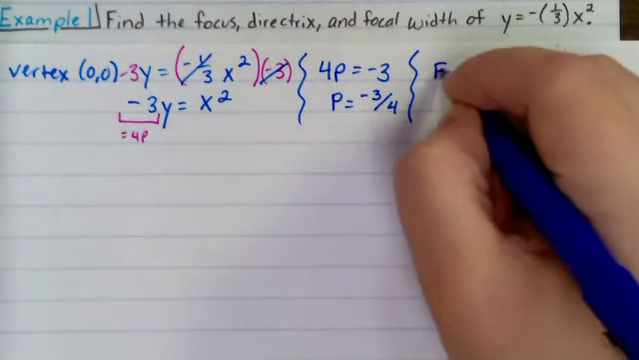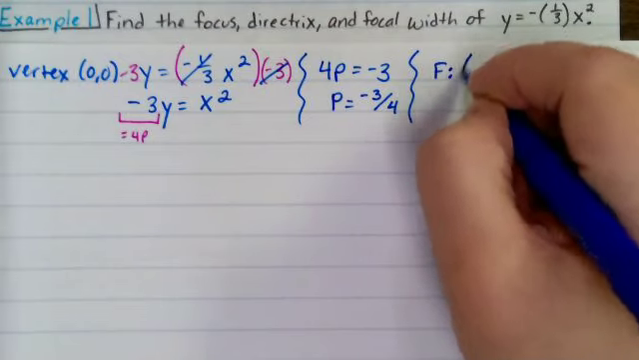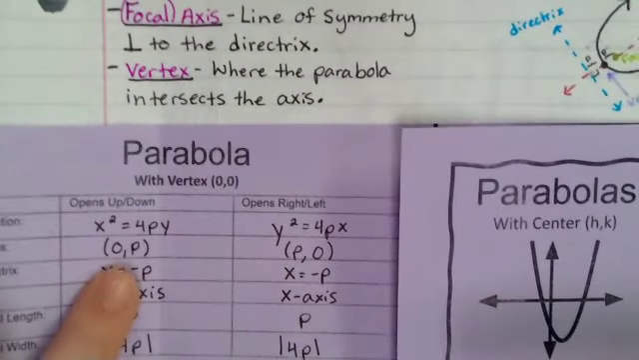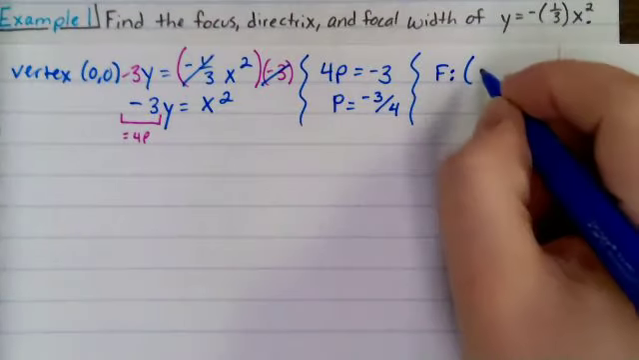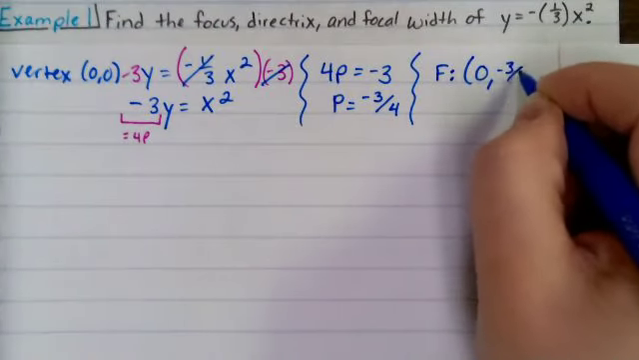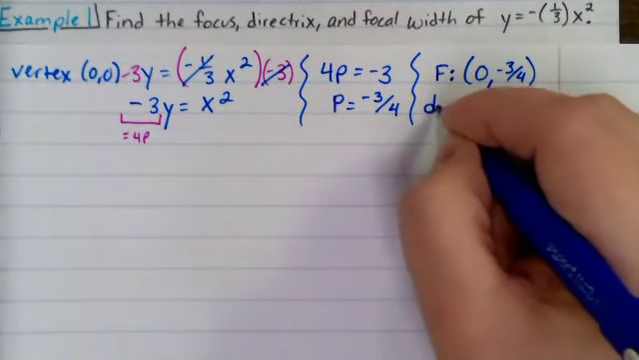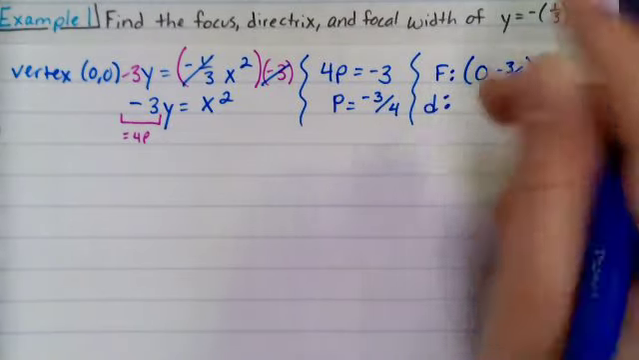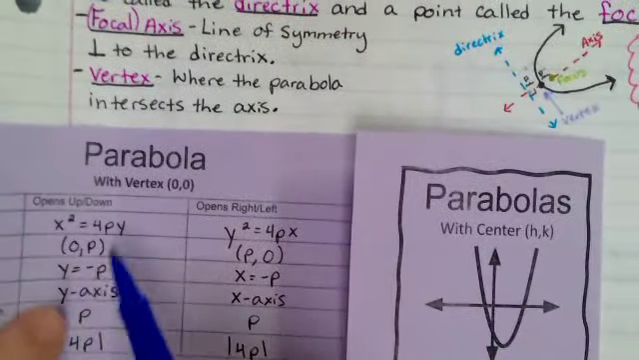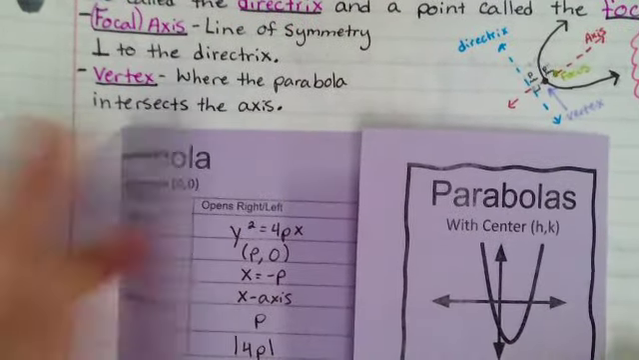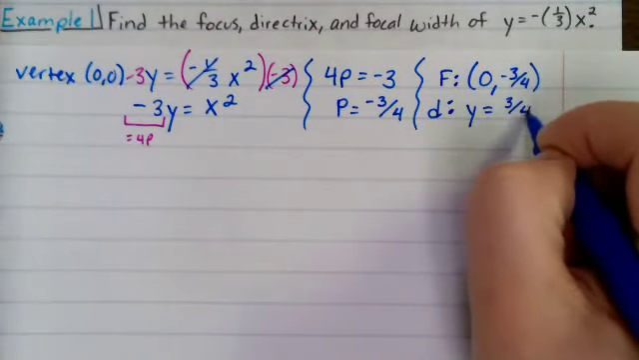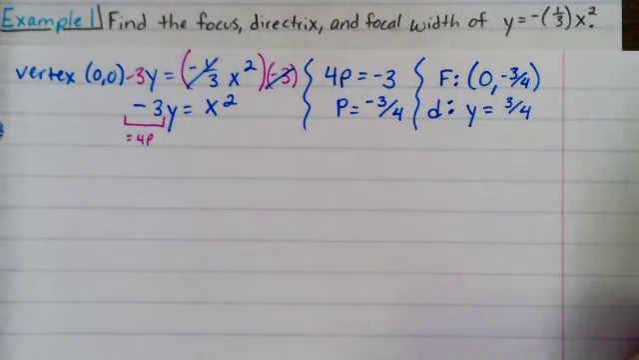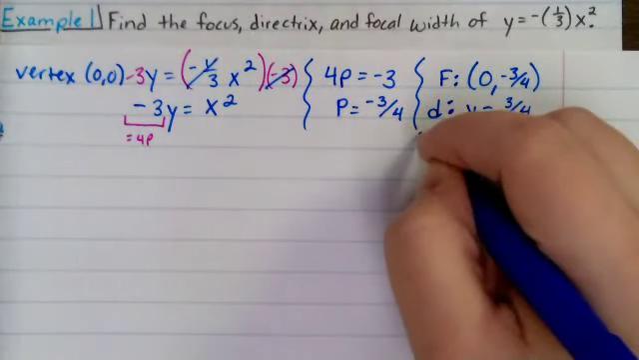So for me to give my focus, remember focus is a point. Okay, let's go back. For this setup, focus is going to be at 0, p. Well, that means we're at 0, -3/4. For my directrix, we're going to be with that equation, y equals negative p. Okay, that means y equals the opposite of p, which is going to be a positive 3/4. The other thing I need is my focal width.